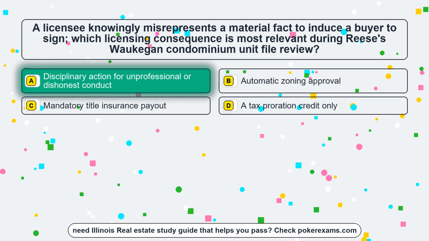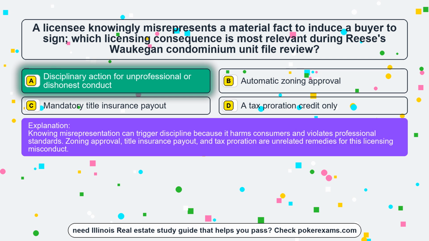The correct answer is option A. Disciplinary action for unprofessional or dishonest conduct. Knowing misrepresentation can trigger discipline because it harms consumers and violates professional standards. Zoning approval, title insurance payout, and tax proration are unrelated remedies for this licensing misconduct.